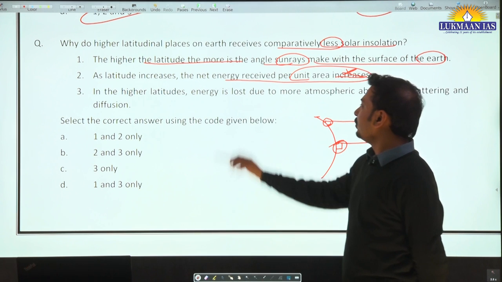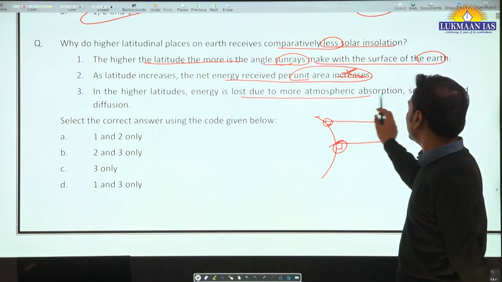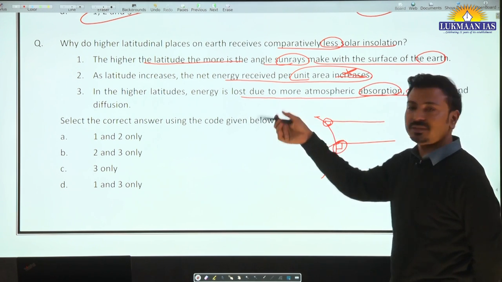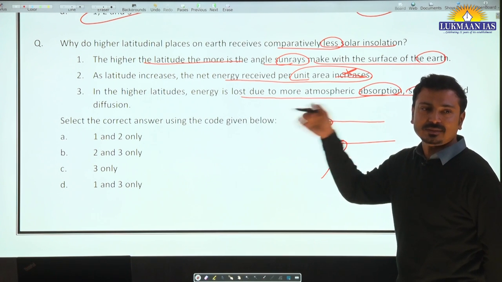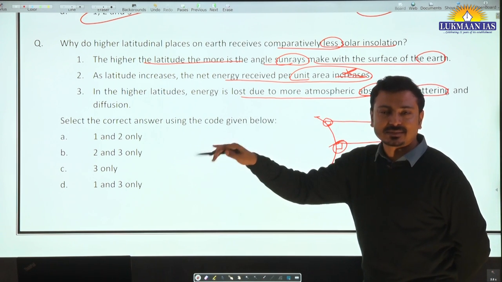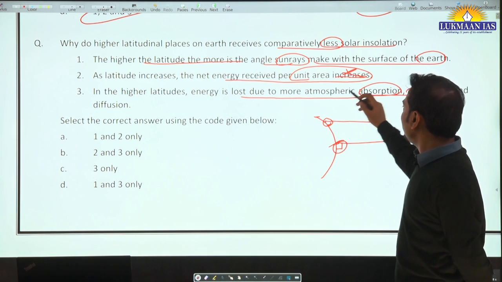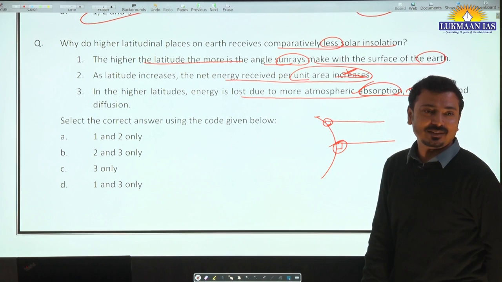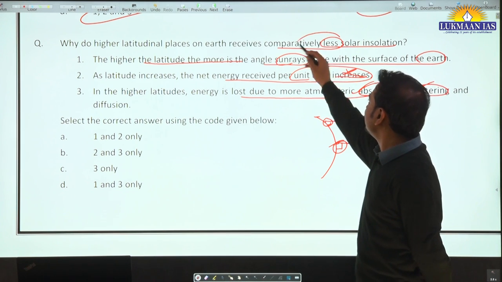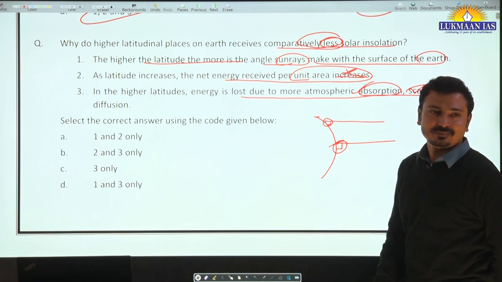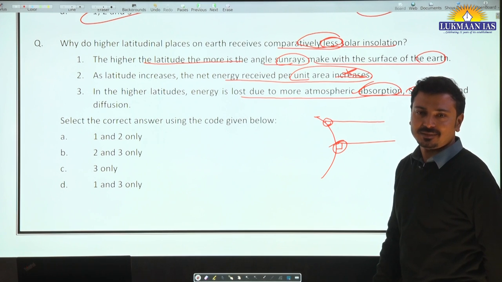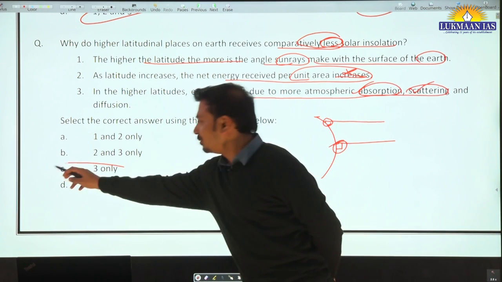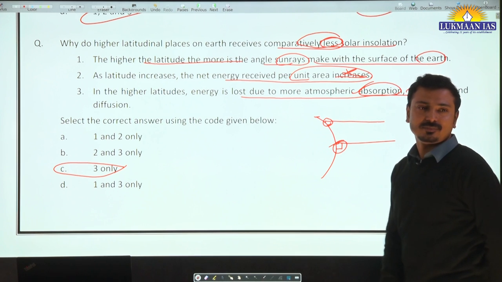Then in higher latitude, energy is lost due to more atmospheric absorption, scattering and diffusion. That is true because the sun rays has to pass longer distances into the atmosphere. There will be more absorption, more scattering and diffusion. So third statement is correct and that's why heat is comparatively less. Third statement correct hai reason ke liye. So answer should be. Nahi samjha?